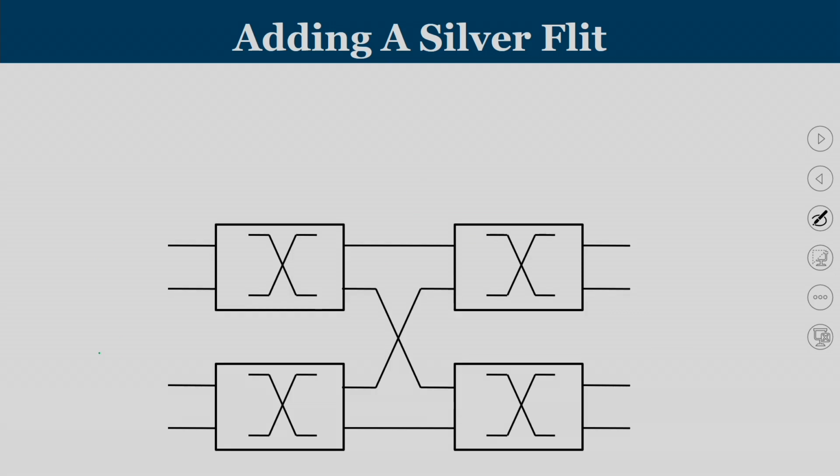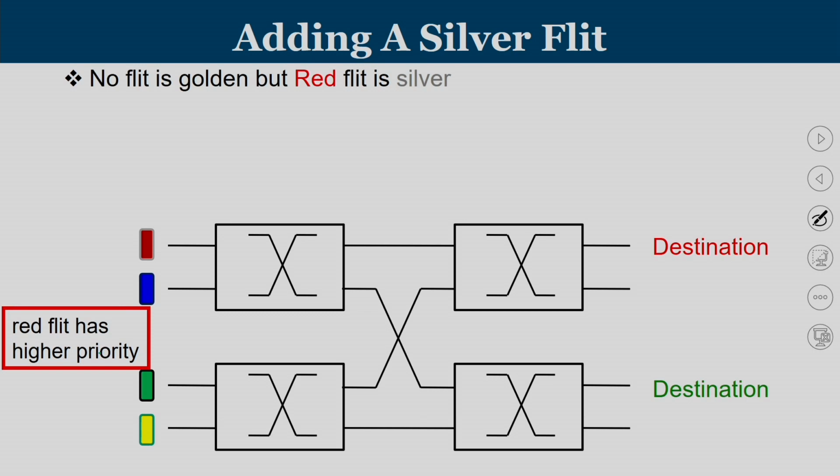So how are you going to add a silver flit? Consider that you are going to make one of the flits a silver flit. The red flit is being considered as silver. So in this scenario, none of the flits are golden. The red flit is being given a higher priority, and that is a local thing. Whenever a flit reaches here, one of the flits is chosen by random. In this case, the red flit is chosen by random. The red flit is known as the silver flit.